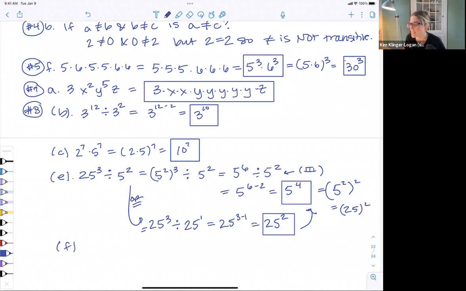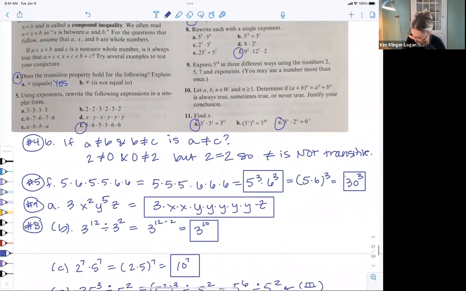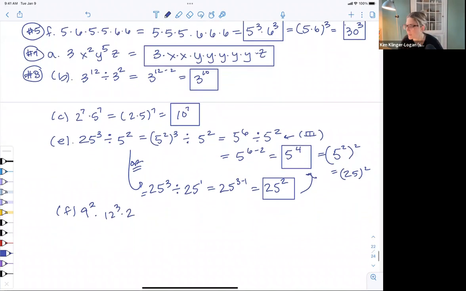Okay, so let's look at F. Just for good measure, getting practice with these, I find the exponents can be really one of the tricky parts for a lot of people. Okay, so this was 9 squared, 12 cubed times 2. Okay, this was part F of that problem number 8.